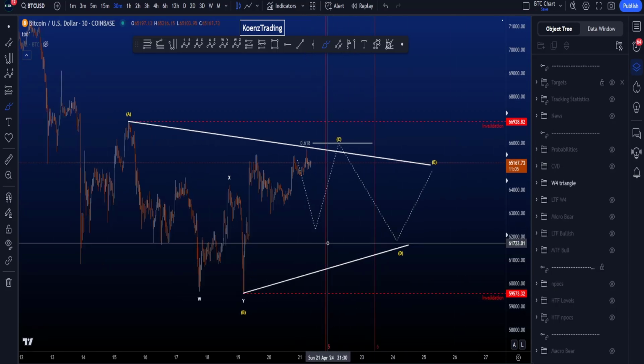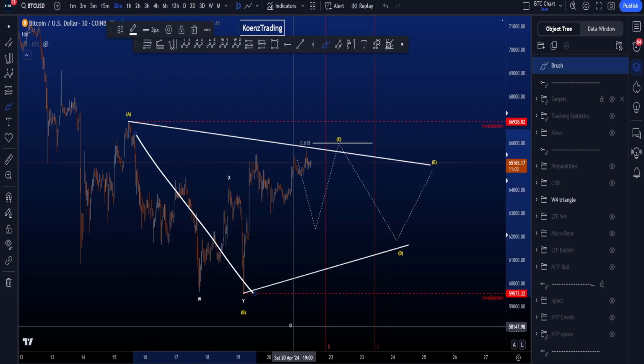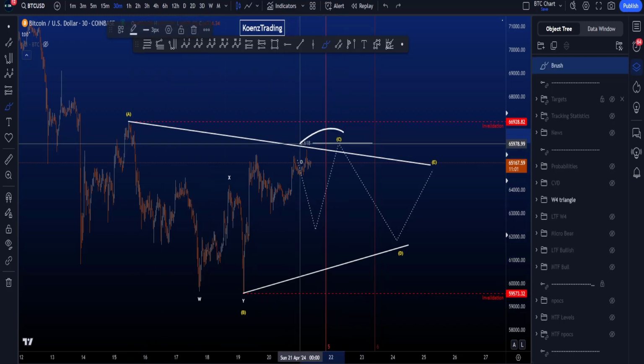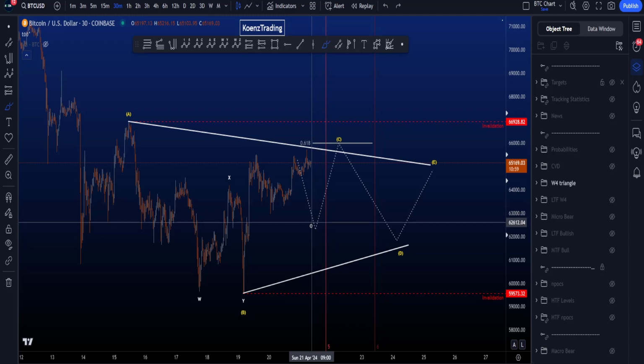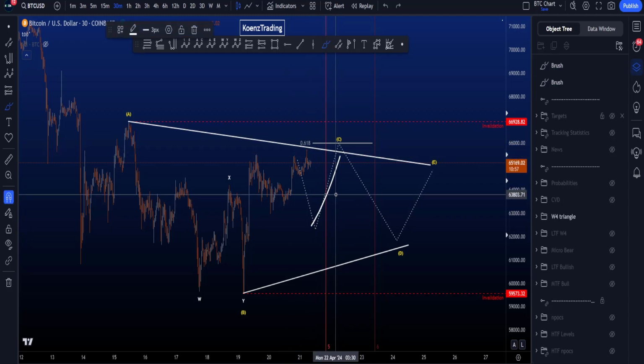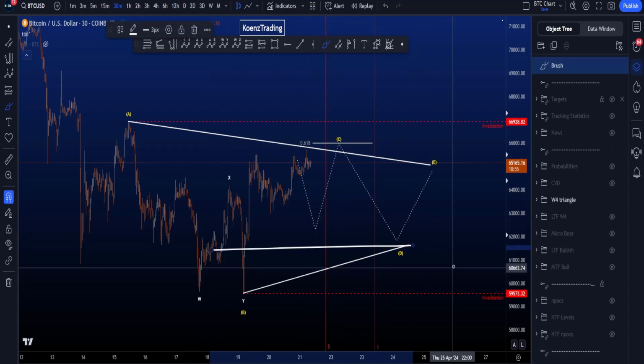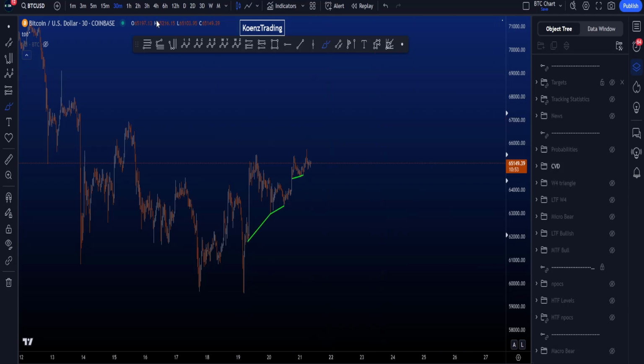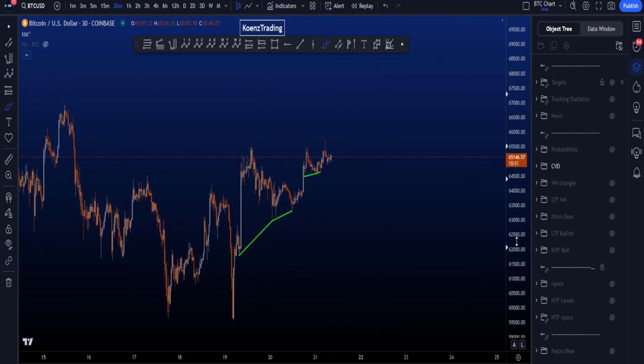So yeah, the probabilities for this scenario are not great because of wave B being a WXY, because of then inside wave C we have this move to the upside hitting the 0.618 as a target, and because of time. So that again increases probabilities for the bullish scenarios.